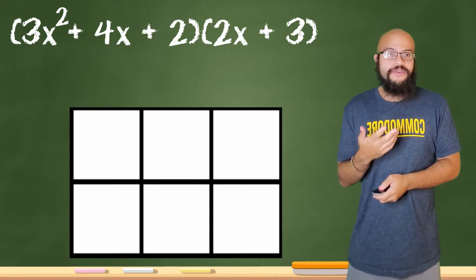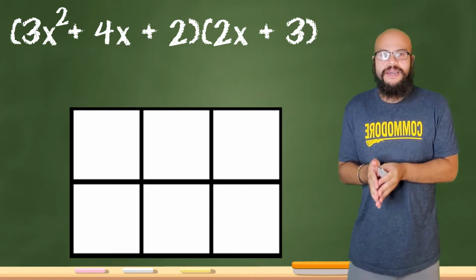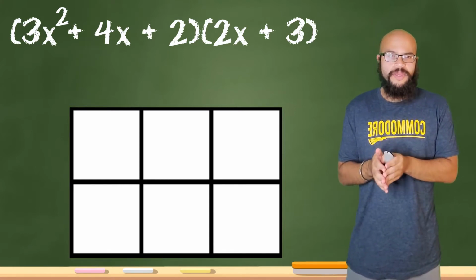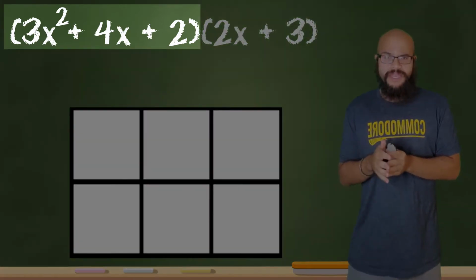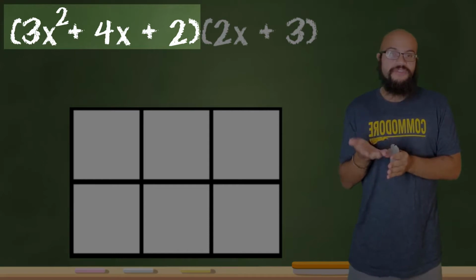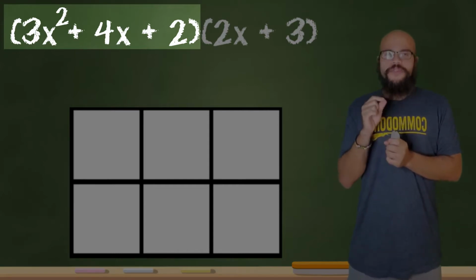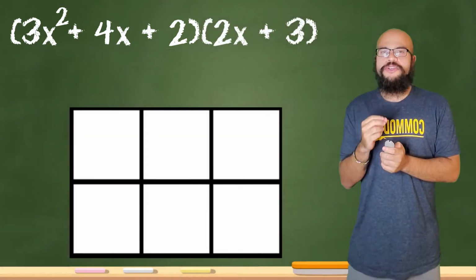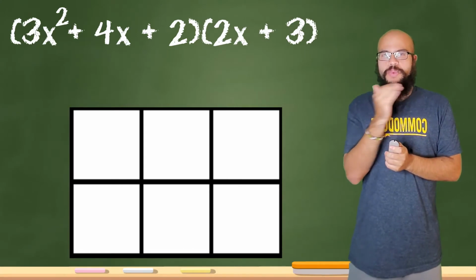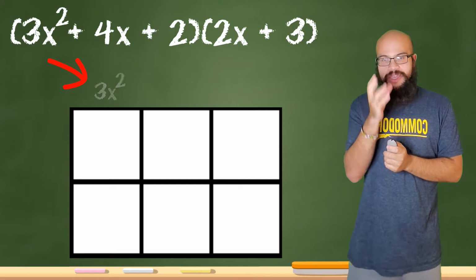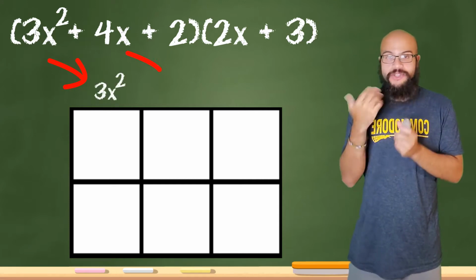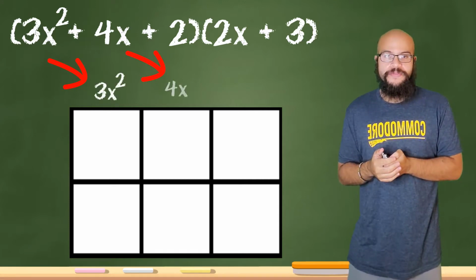To set up this diagram correctly, we need to analyze the number of terms in each of the polynomials. In the first polynomial, there are 3 total terms. This makes the first expression a trinomial. To account for all 3 of these terms, we will make sure our diagram is 3 cells wide, writing each term above each individual cell, as you see here happening on your screen.